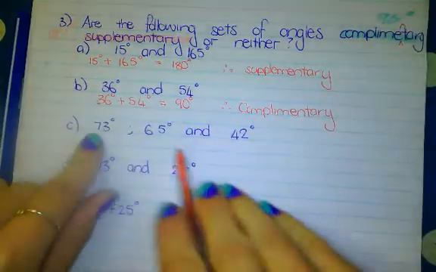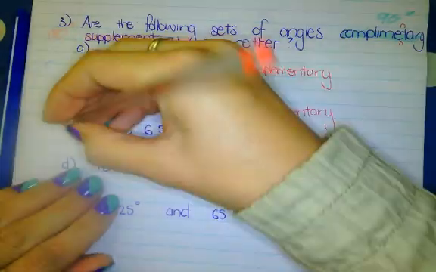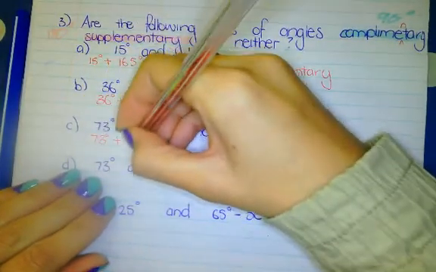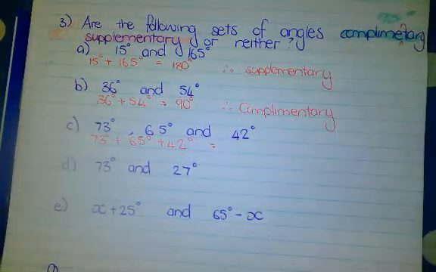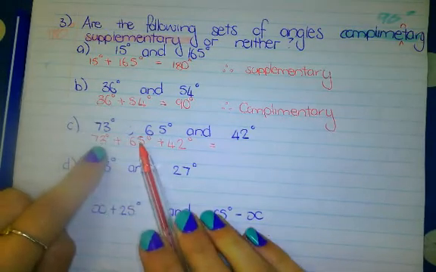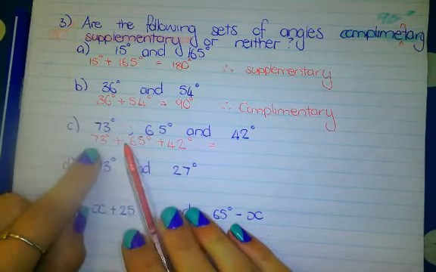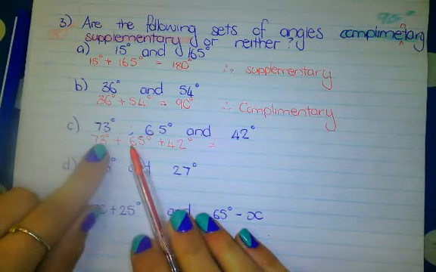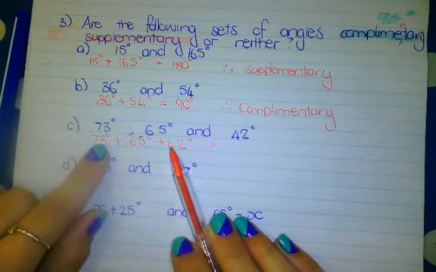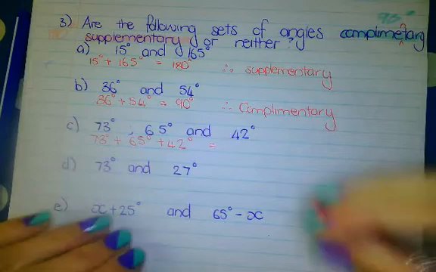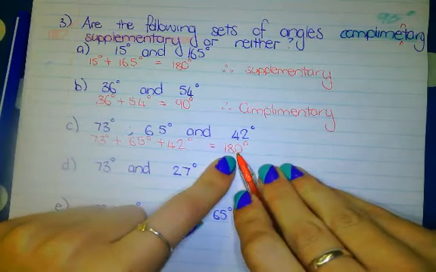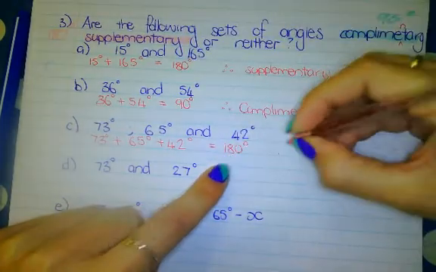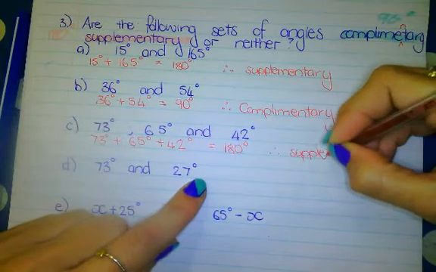Next one, 73, 65, and 42. 73 degrees plus 65 degrees plus 42 degrees. Remember, we're just adding them together to see what we get. Do we get 90, 180, or something else? So 73 plus 65 is going to be, oh my goodness, 135, 138. Plus 40 is 178, plus 2 is 180 degrees. So we did get angles that add up to 180. 180 means they are supplementary. Therefore, our angles are supplementary.